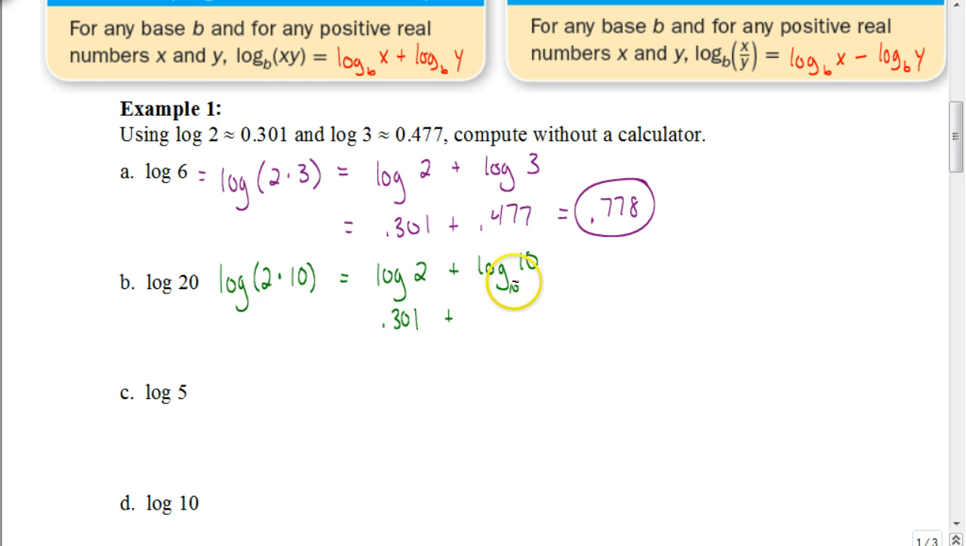The log of 10 is what exponent would you apply to 10 to get 10? So in other words, these two bases are the same, so we just talked about that property. If those two bases are the same, your answer is 1. So 0.301 plus 1 gives me 1.301. And we were able to do that without a calculator.